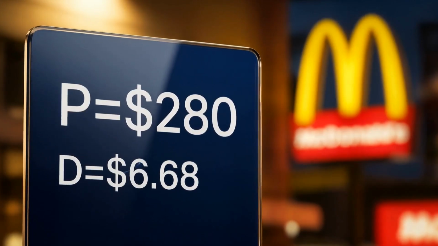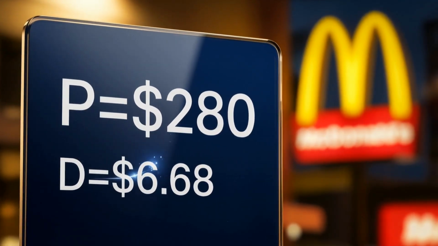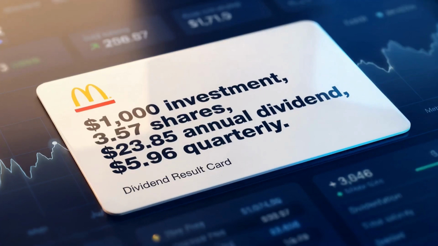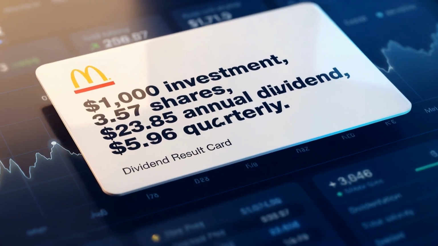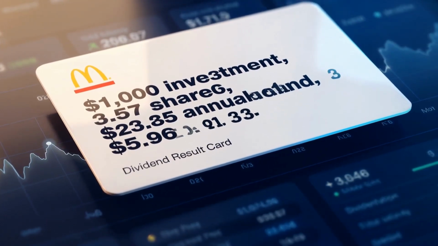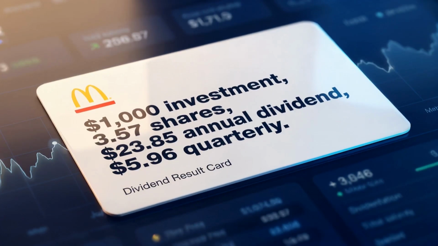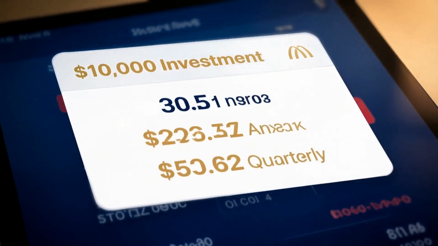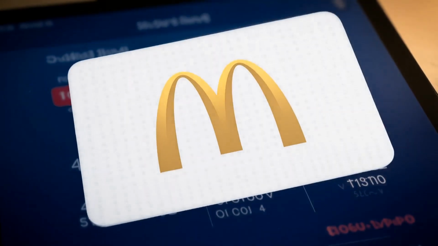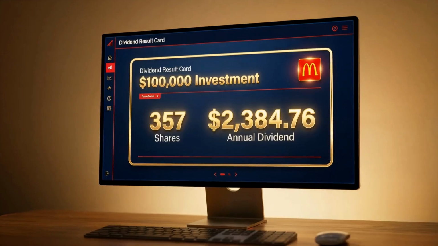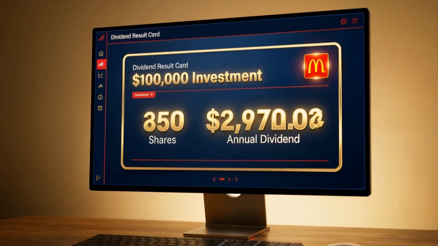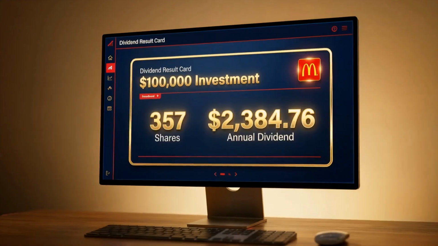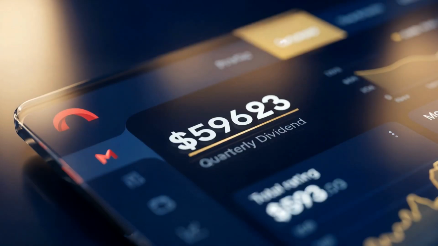Let me plug in some actual numbers. Let's say McDonald's is trading at $280 per share and paying an annual dividend of $6.68 per share. With $1,000, you'd buy 3.57 shares, giving you $23.85 in annual dividends, or about $5.96 per quarter. With $10,000, you'd own 35.7 shares, earning $238.48 annually, or $59.62 quarterly, and with $100,000, you'd hold 357 shares, collecting $2,384.76 per year, which breaks down to $596.19 every quarter.